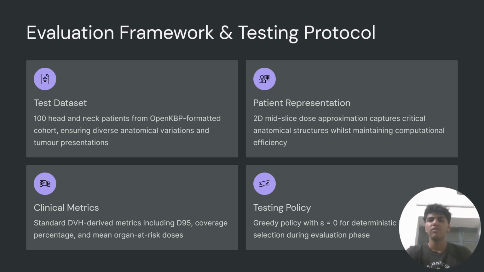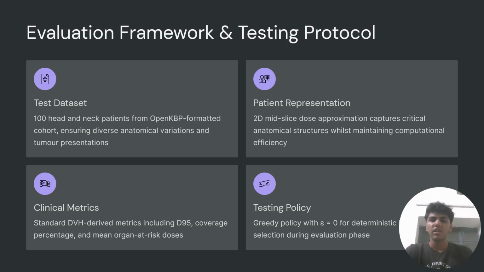So now let's walk through the evaluation setup we used to test the model performance. We evaluated our approach on a held out set of 100 head and neck cancer patients, which followed the OpenKBP standard. This ensures that we are testing across a wide anatomical range and tumor presentations, which is important for demonstrating generalization. For each patient, we worked with a 2D mid-slice representation. While full 3D data is ideal, this mid-slice approach captures the most clinically relevant anatomy while keeping computation efficient, helping us rapidly iterate and validate beam angle learning.